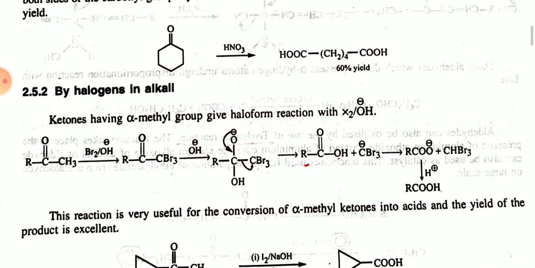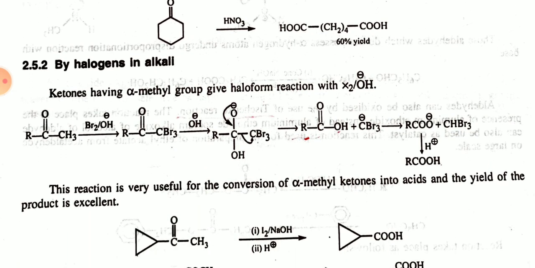The second method is by halogens in an alkaline medium. A ketone having an alpha methyl group gives a haloform reaction like X2/OH, where X2 is any kind of halogen. We are reacting here Br2 for this kind of reaction. The Br replaces the hydrogen and it will give RC=O with CBr3.